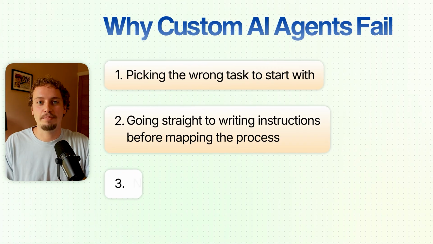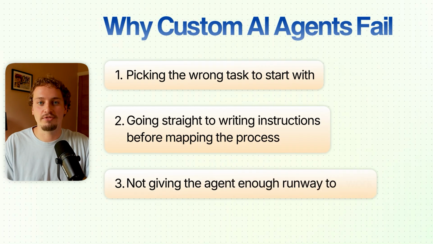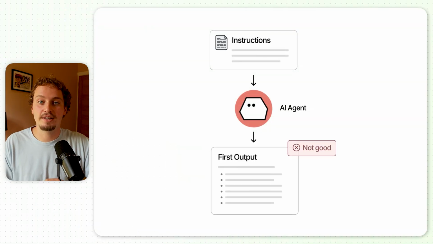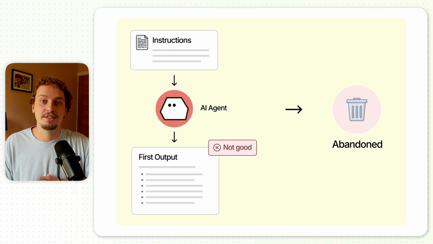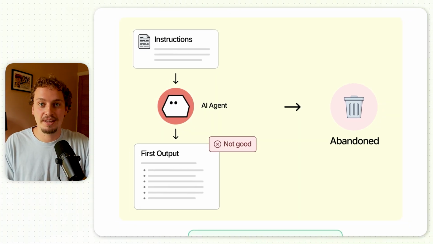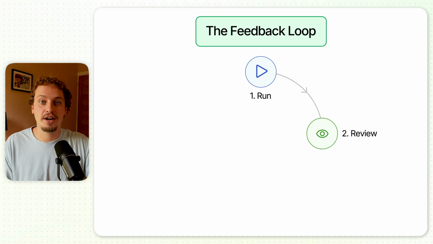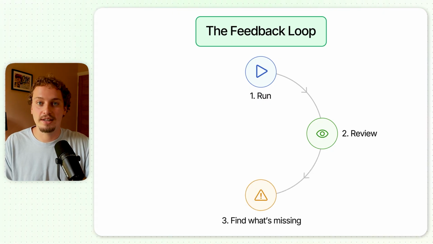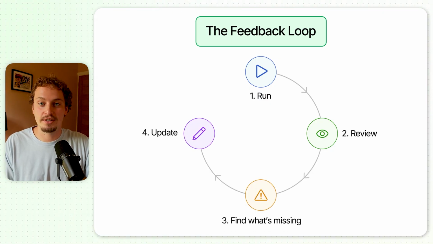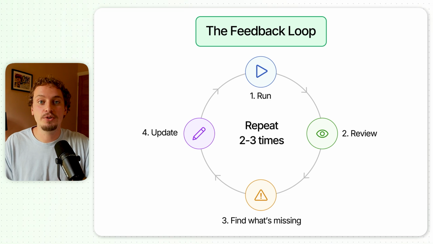And the third is that people don't give the agent enough runway to work. A first iteration is rarely good. That's not a problem, it's just how AI works. But if you run it once, decide it's not working, and abandon it, you've lost the most valuable thing, the feedback loop. You need to run it, review the output, figure out what rule it missed or what context it assumed, update the instructions and run it again. Two or three cycles is usually enough to get it to a place where you'd actually trust it.